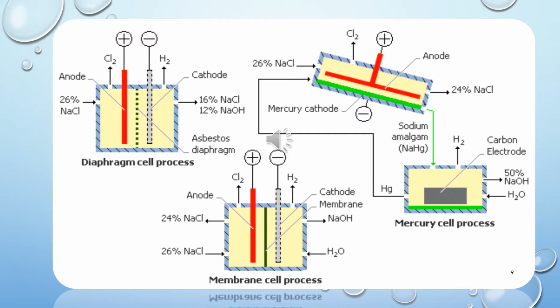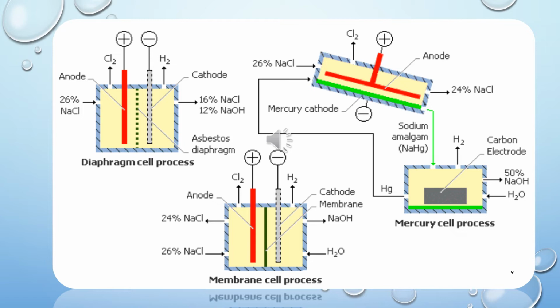So students, here is the representation of three cell processes: diaphragm cell process, membrane cell process, and the mercury cell process. First one is diaphragm cell process.